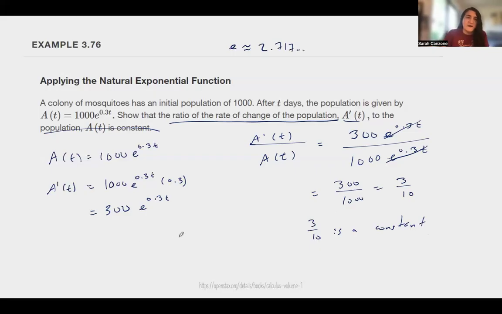If you were asked to find, say, the rate of change after 4 days, all you'd have to do is find A prime of t and then plug in 4. So this is where you probably wouldn't want to plug it into a calculator because you'd get some crazy looking decimal.